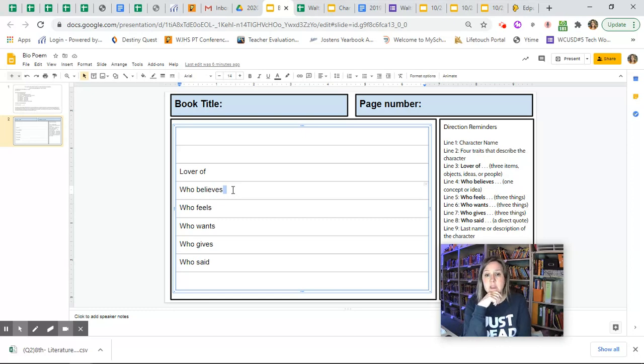So it might be who believes that family is the most important thing in life, or who believes that school is important to succeed, or who believes that baseball is the best sport to play. It has to be something specific that your character believes.